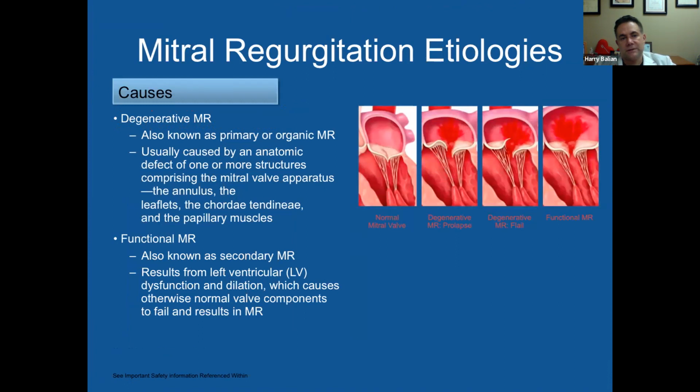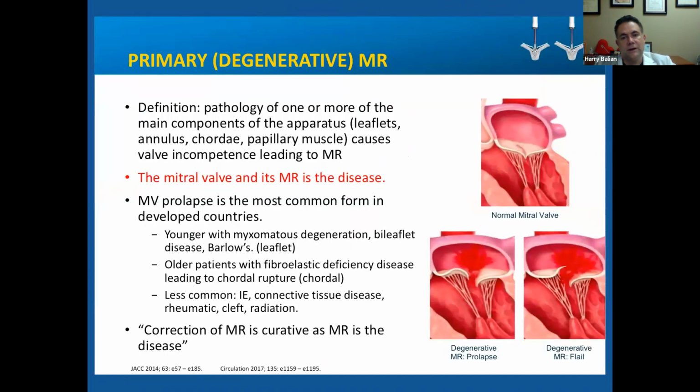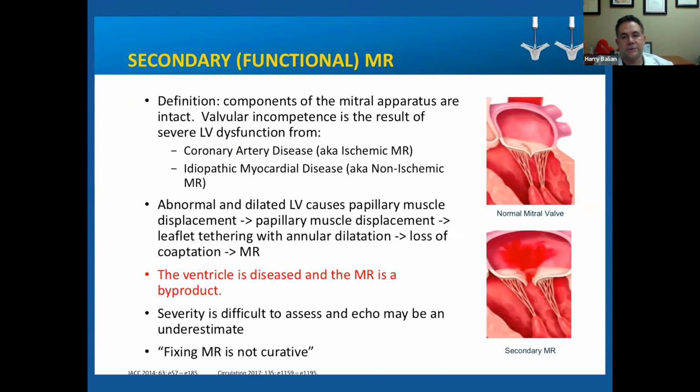I already mentioned the primary MR, which is the degenerative, and also the functional MR. With primary MR, normally the heart function is normal, but the valve leaflets are not. You can have a mitral valve prolapse that has essentially degenerated into severe MR. Secondary MR is a functional MR in patients with cardiomyopathy. They have such an enlarged heart, and the mitral annulus is enlarged, and patients can develop mitral regurgitation.